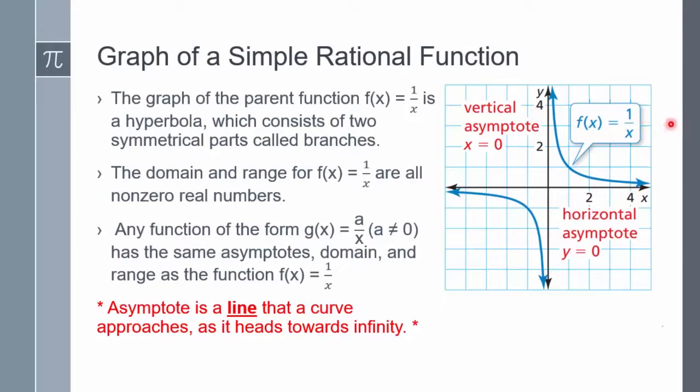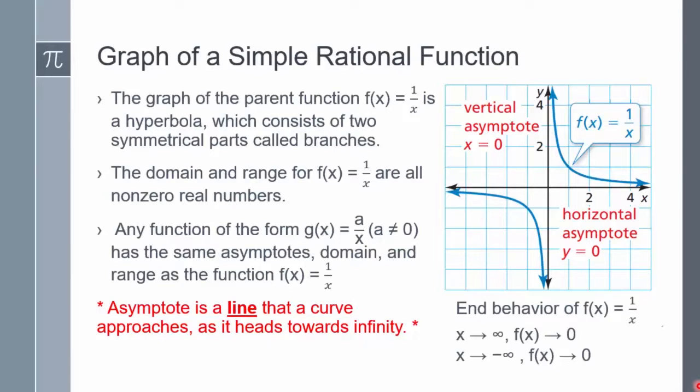This is where we have our vertical shift when we take a look at vertex form or the HK form of the function. Because I don't have anything added or subtracted to the function 1 over x, then my horizontal asymptote is at y equals 0. The end behavior of the function f of x equals 1 over x is as x goes to positive infinity, my function gets closer and closer to 0. And as x goes to negative infinity, my function again gets closer and closer to 0.